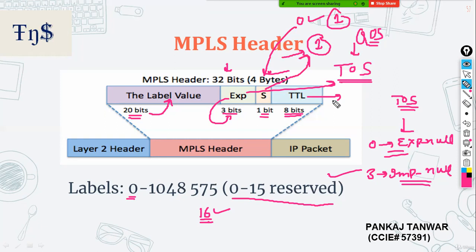So this was all about the MPLS header. It is of 32 bits, and the placement of the MPLS header is just between the layer 2 header and layer 3 header. So that is why sometimes it is also referred to as 2.5, just because of its placement.